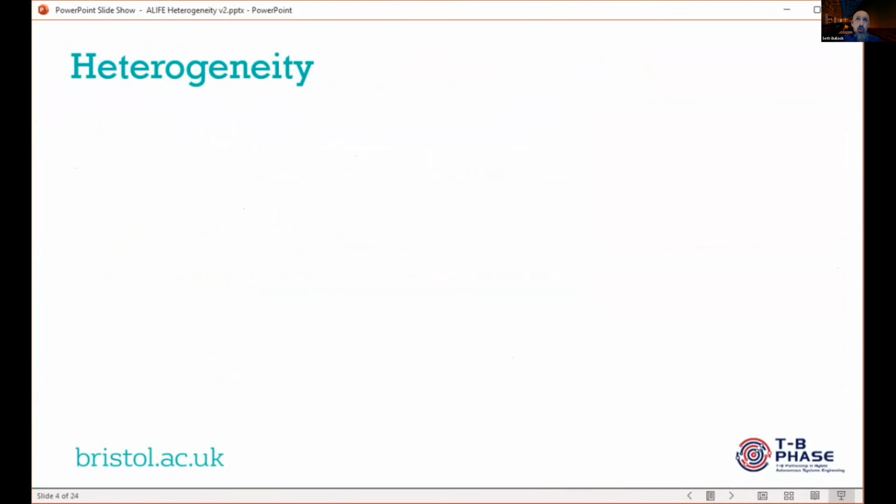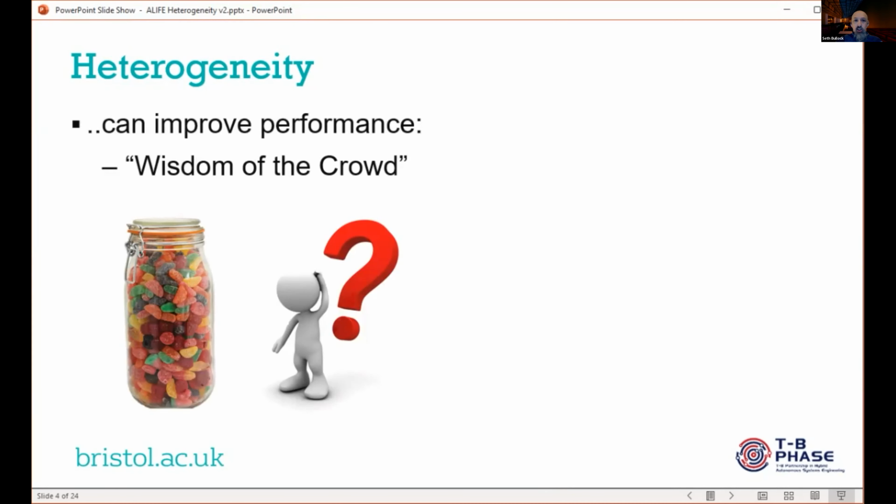And we know a little bit about heterogeneity, but it's actually something that is surprisingly underexplored within multi-agent systems. And ALife is a good setting, I think, for thinking about heterogeneity. We know a little bit about it in social contexts, so we know it can be positive. For example, the wisdom of the crowd. Many individuals may be quite poor at answering a question, say how many sweets are in this big jar, but collectively they actually do a good job of that, despite the variability within the population.